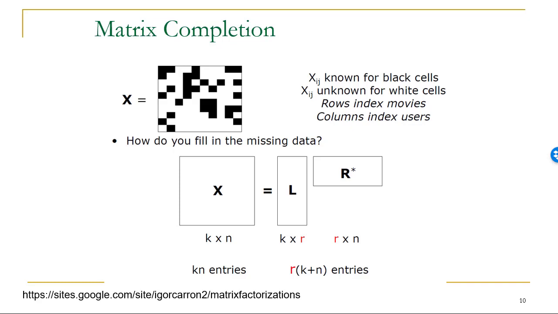Therefore, although completing an arbitrary matrix is impossible, completing a low rank matrix may actually be possible, because now we could be given many more measurements than the number of entries that we are required to estimate, or the number of optimization variables.